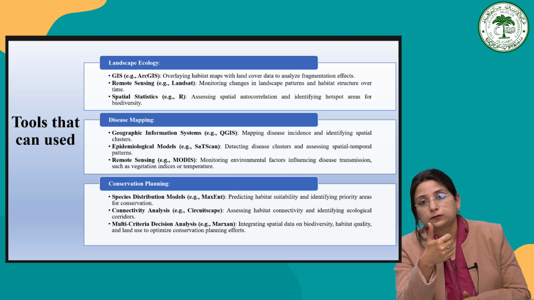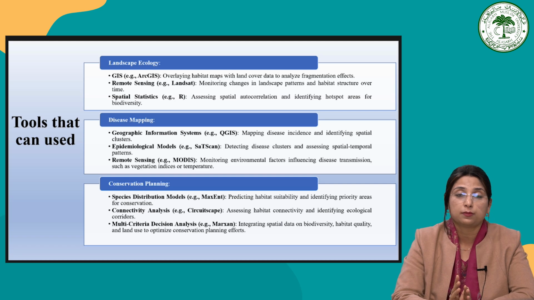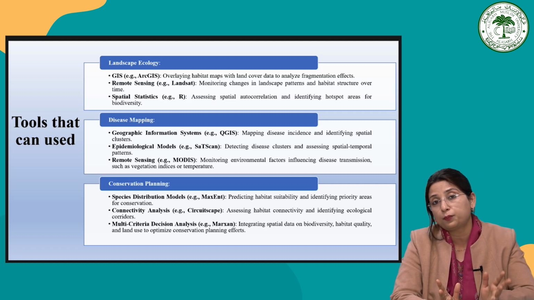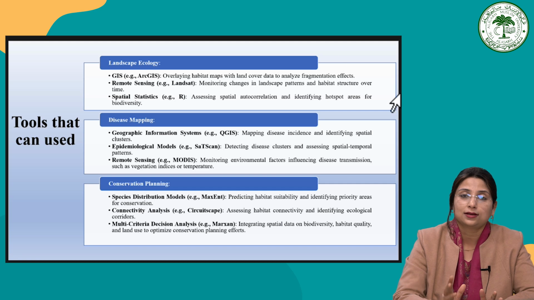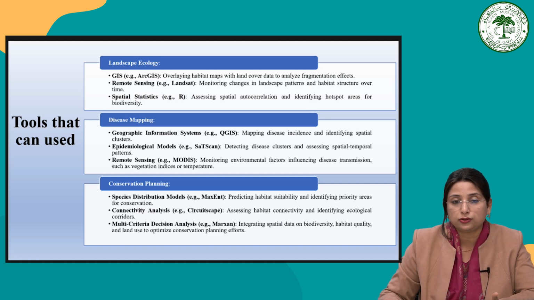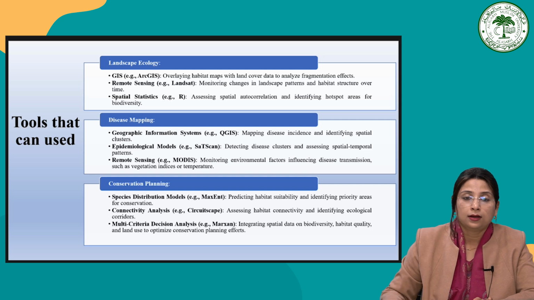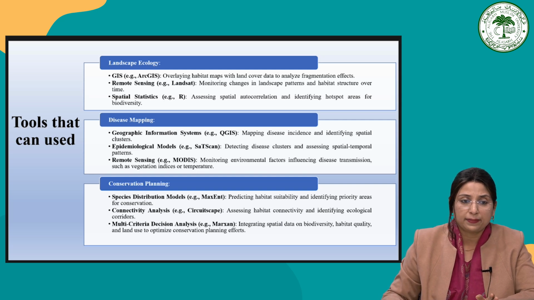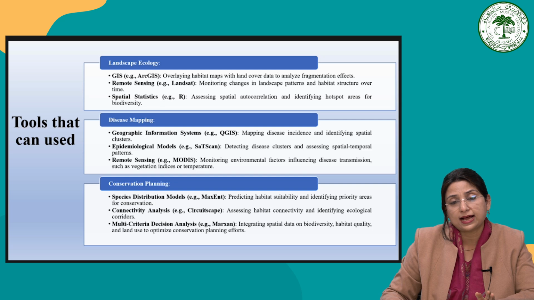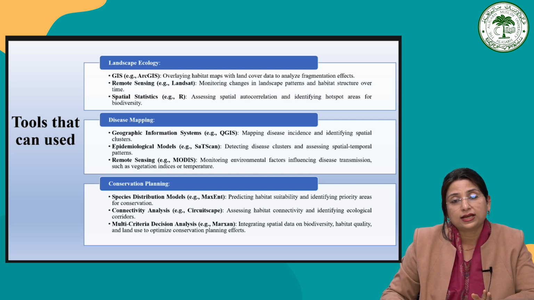After ArcGIS, here is another tool that is very important, QGIS. We know that it is open source software, so it can be used by everyone, students. If you also want to use it, you can use it. QGIS also has a number of functions that can be used in biosciences, in landscape ecology, in disease mapping or conservation planning. For example, it has a very important geoprocessing tool in QGIS.